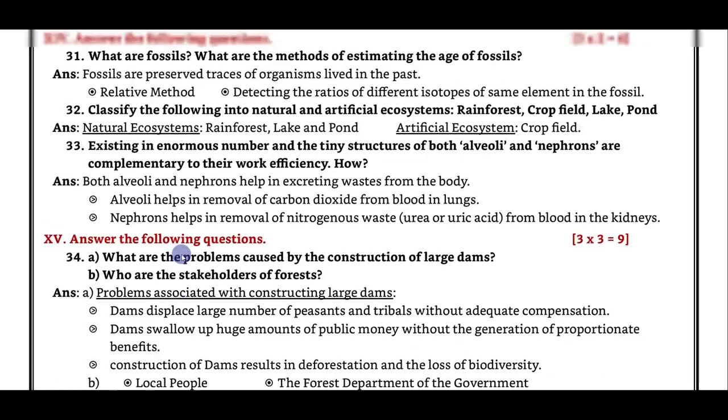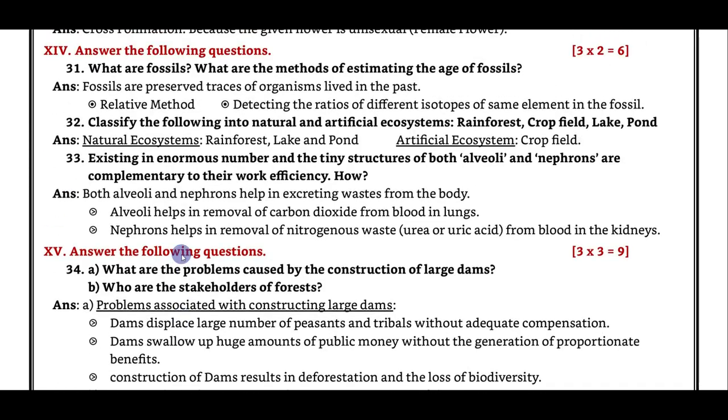Next question. The existence of an enormous number of tiny structures, both alveoli and nephrons, is complementary to their work efficiency. How? Both alveoli and nephrons help in excreting waste from the body. Alveoli help in removal of carbon dioxide from blood in the lungs, whereas nephrons help in the removal of nitrogenous waste, uric acid, from the blood in the kidneys.